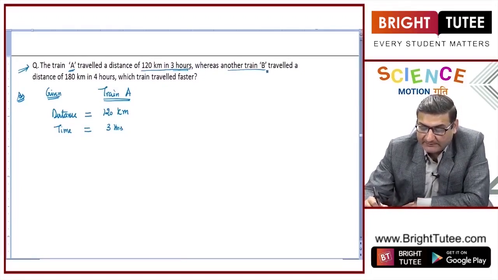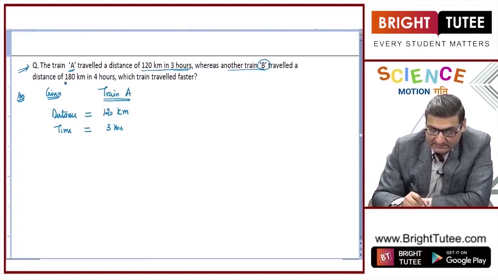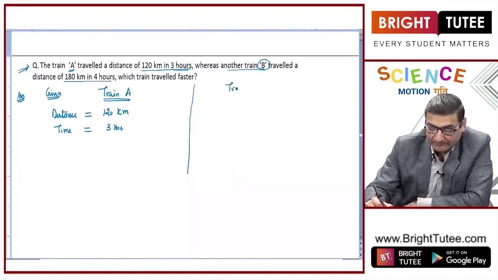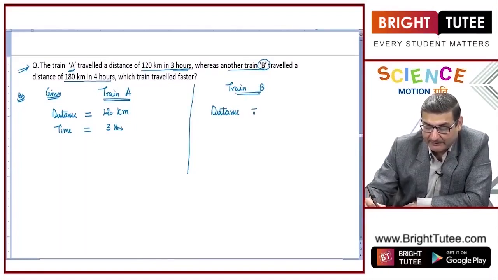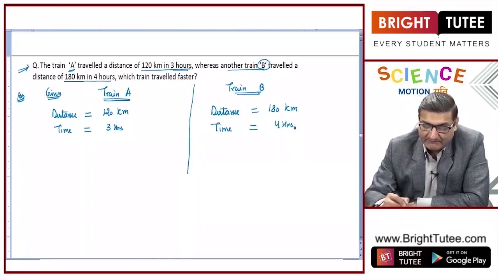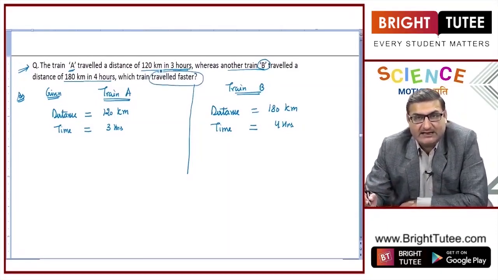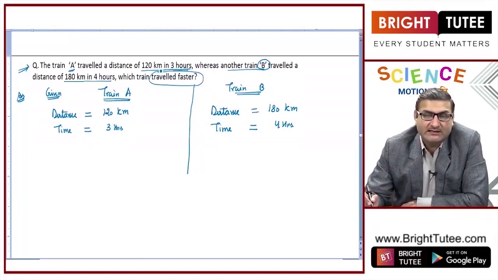whereas another train B travelled a distance of 180 kilometers in 4 hours. Now, there is another train B given to us. The distance travelled by this train B is 180 kilometers, and the time taken by this train is 4 hours, right. Which train travelled faster?